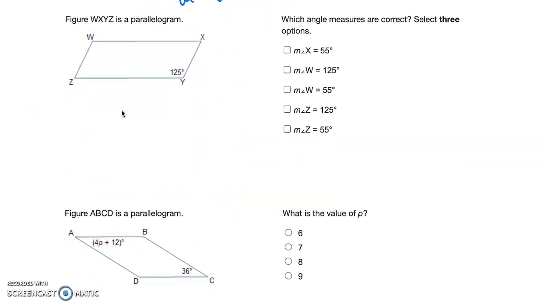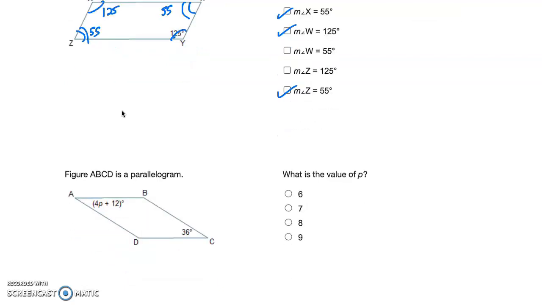Here's a parallelogram. Which angle measures are correct? We know opposite angles are congruent. So if this is, and consecutive are supplementary. So I can just label all these. I know this is 125, this is 125, this has to be 55, and this has to be 55. So what's true? X is 55, yes. W is 125, yes. No. Z is 125, no. And Z is 55. Those are the true ones.